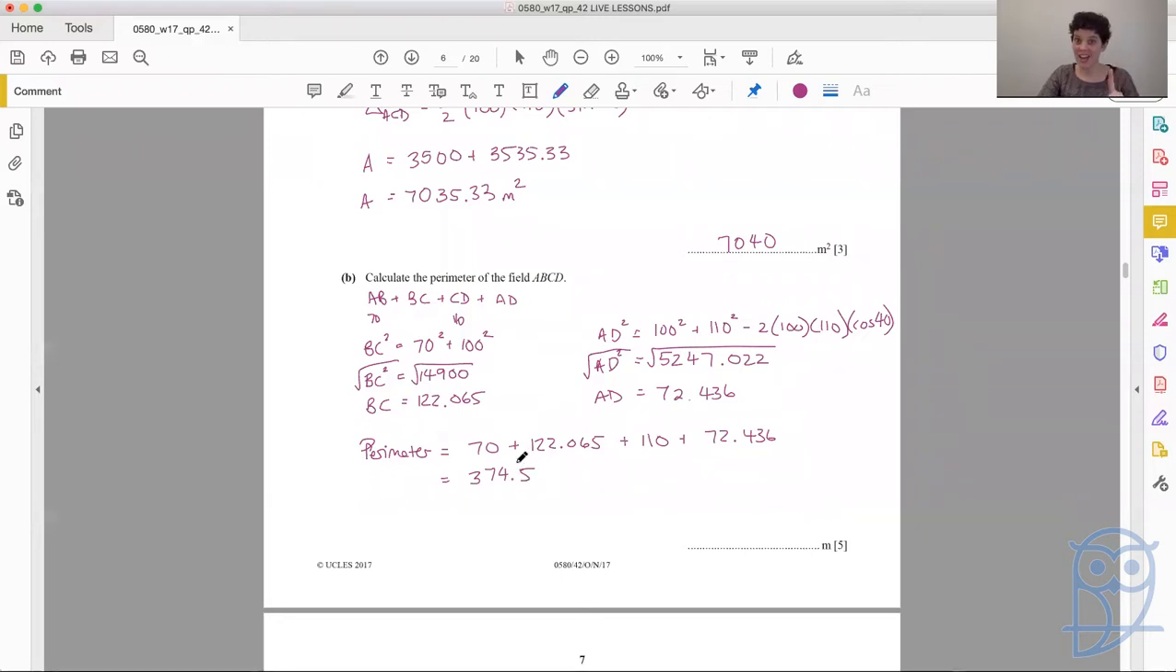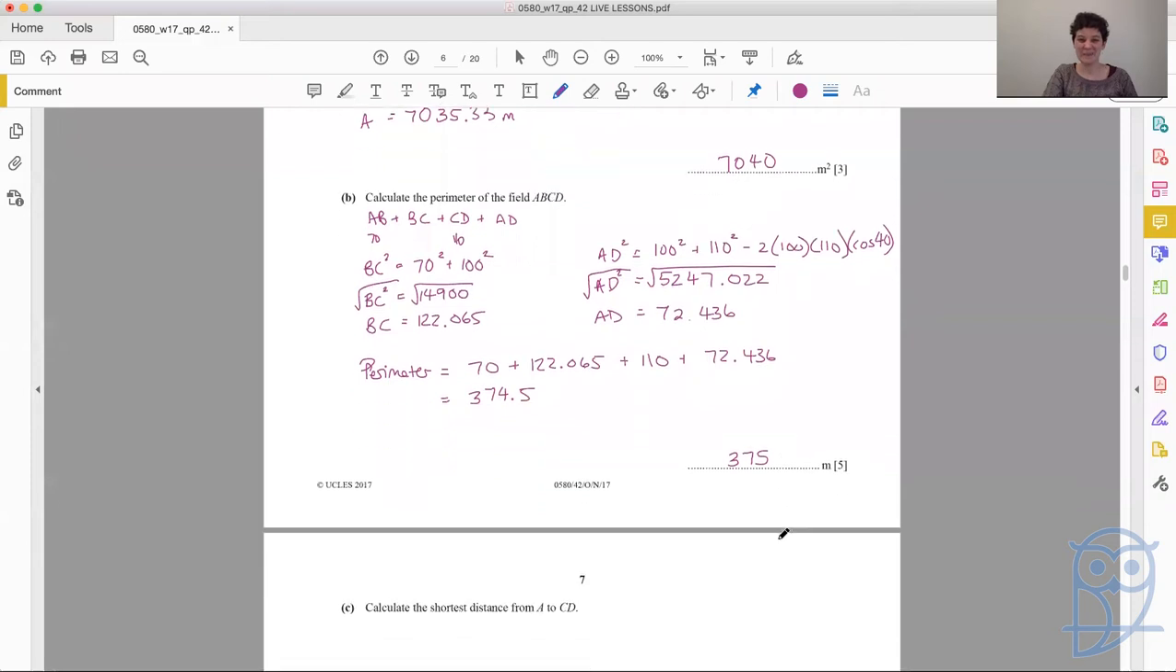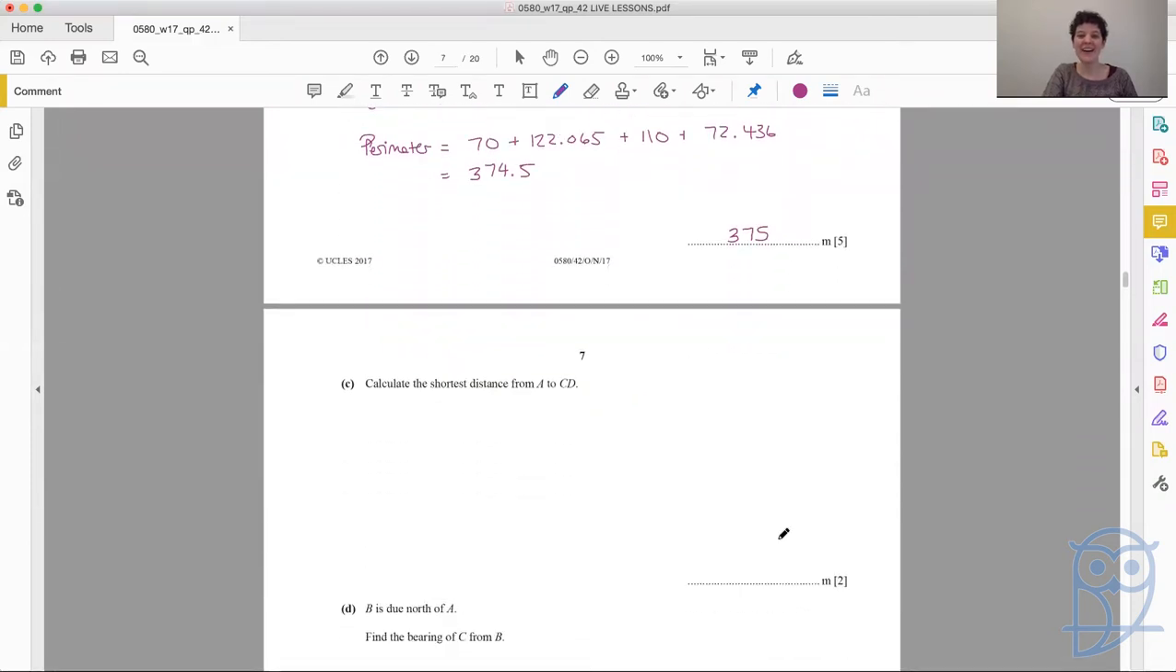374.5. Again, 3 significant figures. So it would be 375 meters for 3 significant figures. So in paper 4, keep an eye out for rounding, keep an eye out for mixing up techniques. It's all going to happen here. Because now we're carrying on.